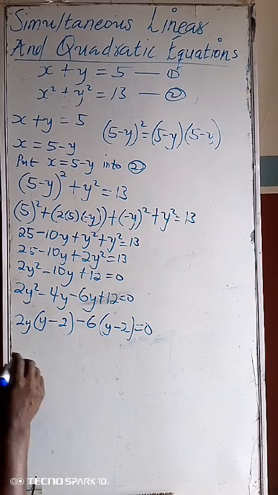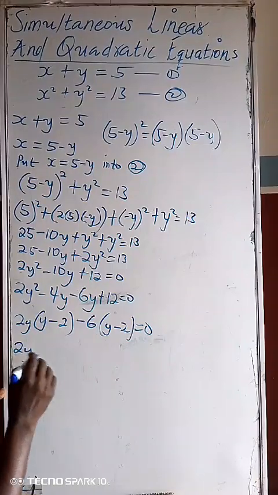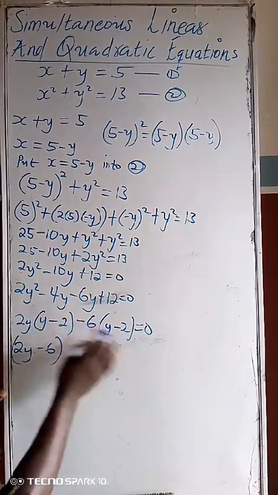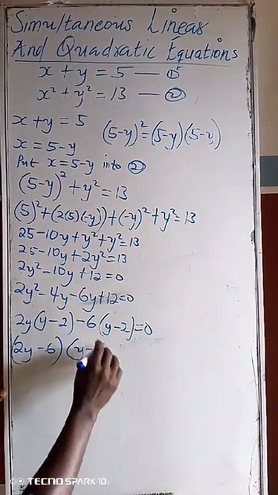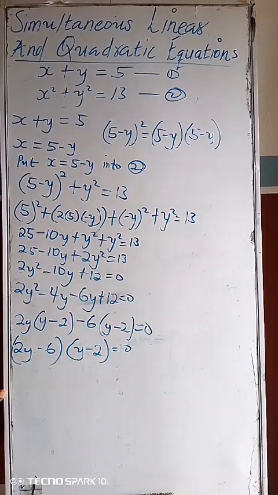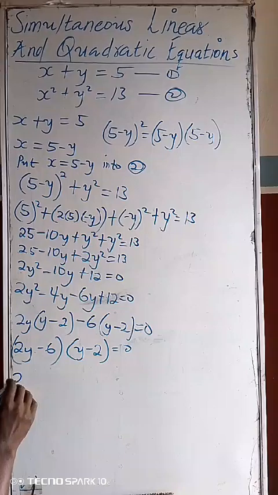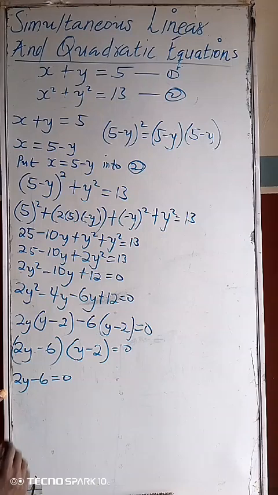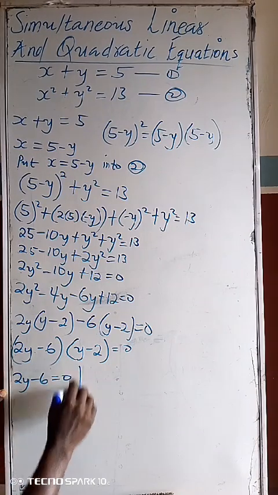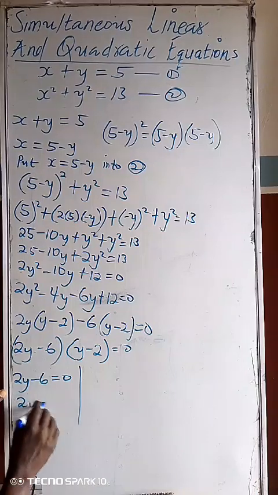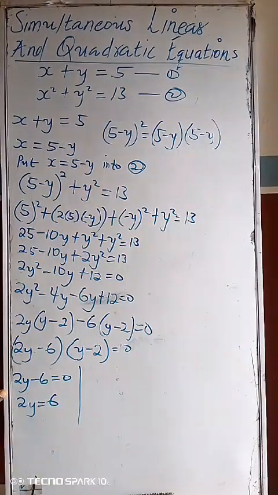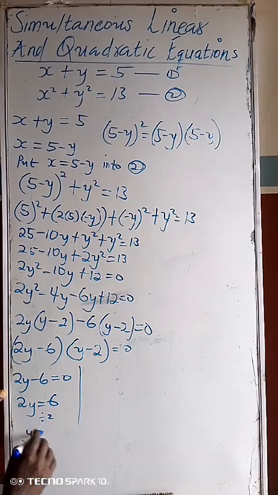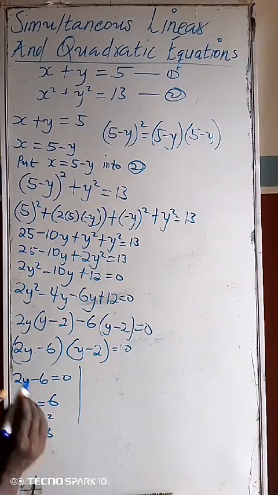So with this, let's go. I have 2y minus 6 in one bracket. Since they are common, any one will work. y minus 2 is equal to 0. Now let's try to solve 2y minus 6 is equal to 0. My 2y will be equal to, inverse will be positive 6. With this, I have to divide both sides by 2. When I do, my y will be equal to 3 for this side.